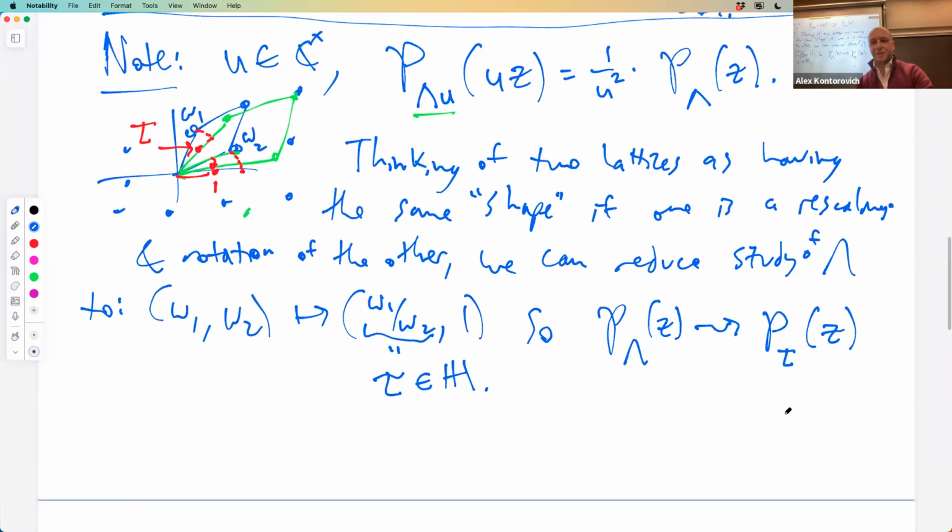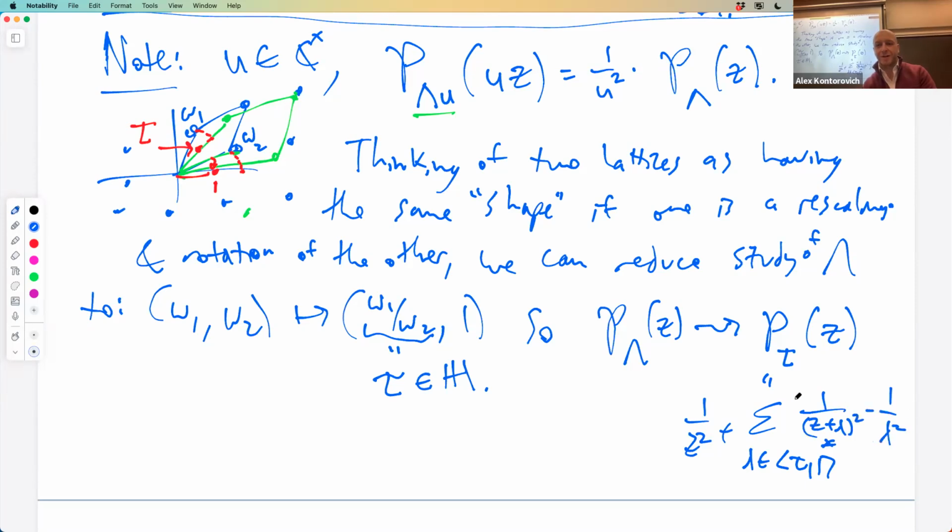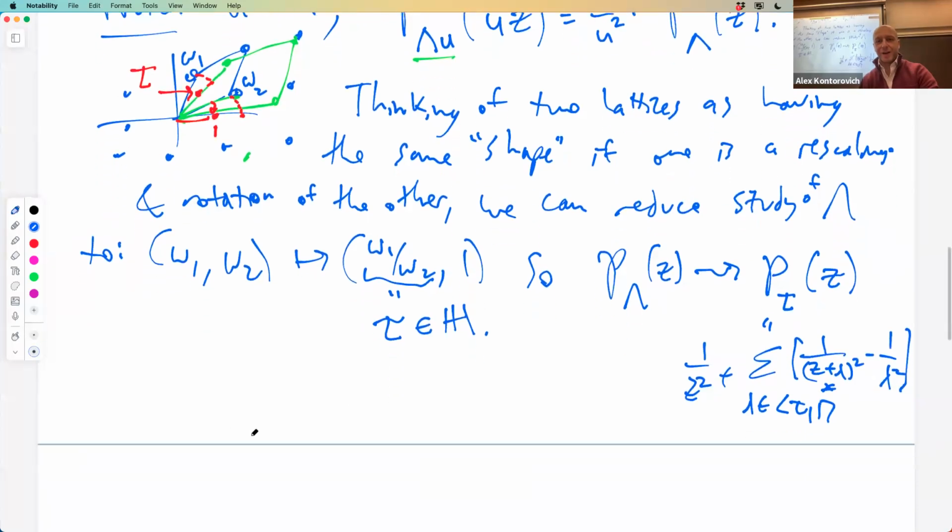Does that make sense? So by this, I mean, again, 1 over z squared plus a sum over all of the lattice points in the lattice generated by tau comma 1, except for the 0 element. And then the same thing, 1 over z plus lambda squared minus 1 over lambda squared, these taken together so that the series converges. Okay, does that make sense? There's more to be said about this tau, but let me save that for just a minute.